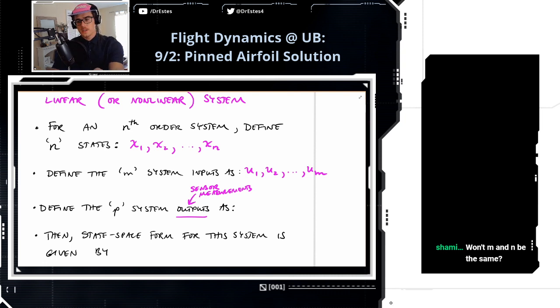Because like the pinned airfoil, for example, we had 2 states, so n was equal to 2, but our one input to the system was the elevator angle. So that system has 2 states, 1 input. So n and m can be different, certainly. Okay, so the p system outputs, we're going to call them Y, all the way up to Yp.